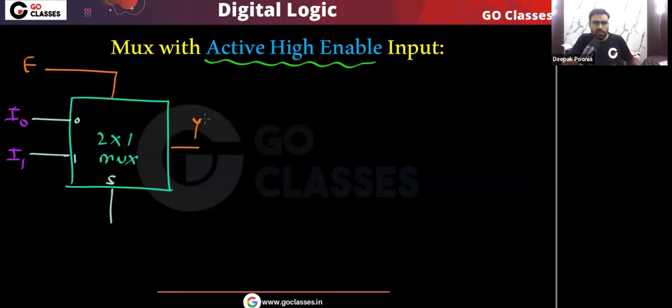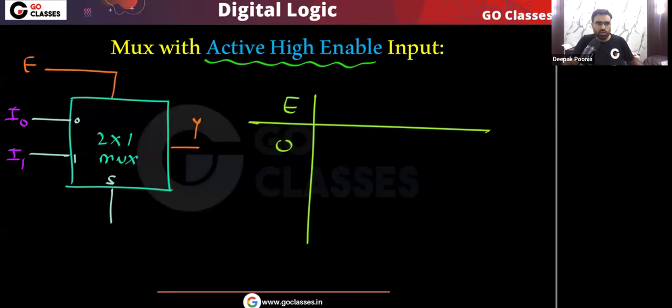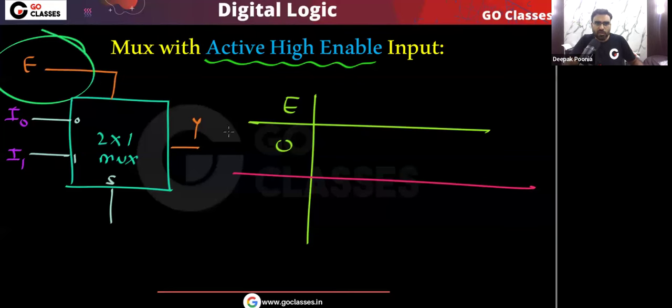Now let's find the truth table for this multiplexer with active high enable. Please understand that this enable is like an on-off button. Remember this is active high enable, means the circuit will be activated if enable equals 1. If enable equals 0, then the circuit will be idle, means the output will be 0. So if enable equals 0, then this Y will be equal to 0.